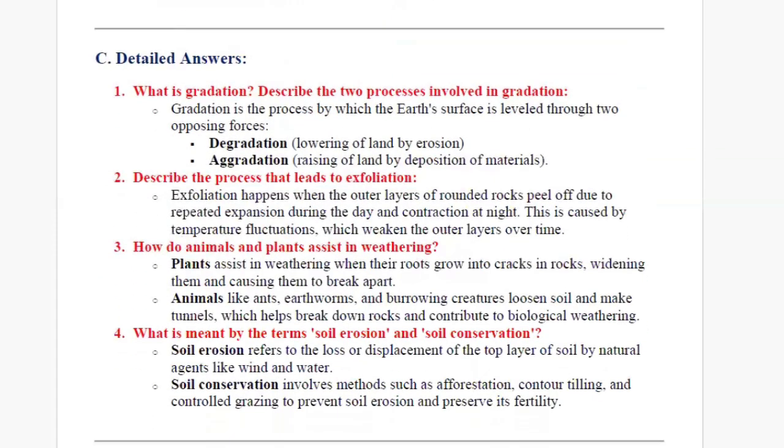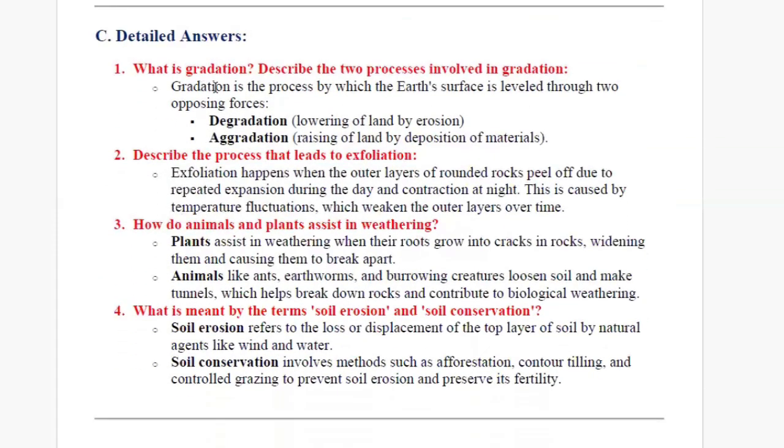Detailed answer. What is gradation? Describe the two processes involved in gradation. Gradation is the process by which the earth's surface is leveled through two opposite forces. First is degradation, the lowering of land by erosion. Degradation is lowering of land, and aggradation is raising of land by deposition of material.